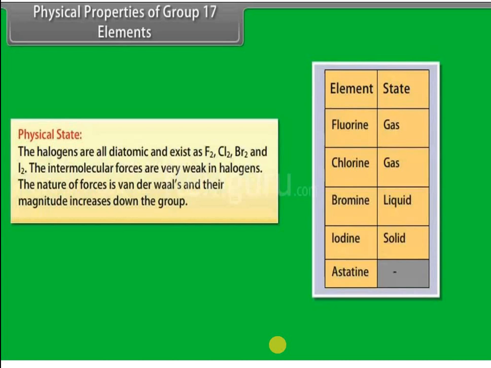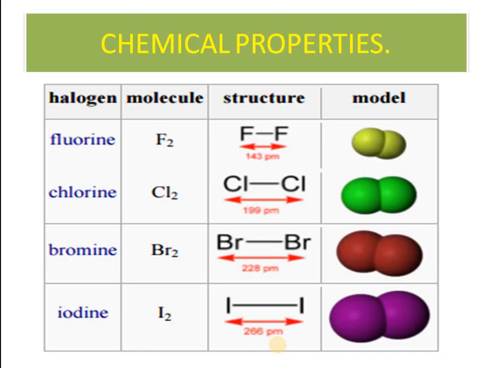So this already we have discussed about the state, and the reason also: down the group van der Waals forces increase because of increase in atomic size. And this is about bond dissociation energy. If you go down the group, bond dissociation energy will decrease. But here why? Because bond length will be more in case of iodine as compared to fluorine.